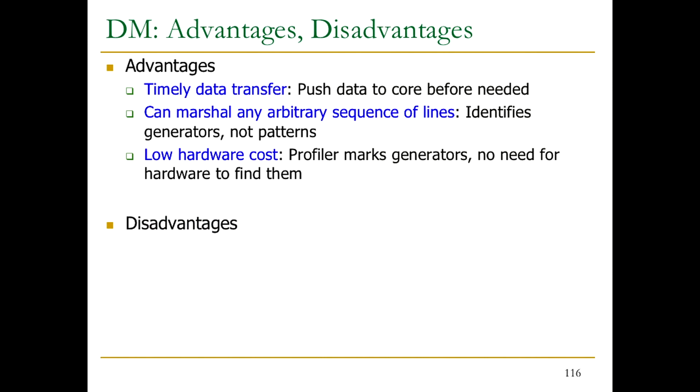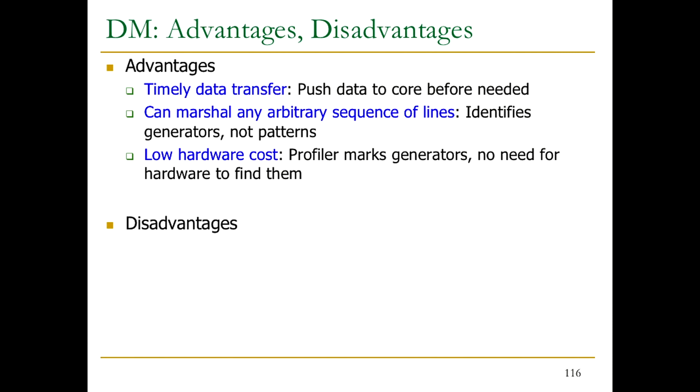So this enables timely data transfer because you're trying to push the data to the core before the data is needed by the core. You want to prevent the core from stalling, right? You can marshal any arbitrary sequence of lines because you identify generator instructions, not patterns. You're not trying to identify that you're accessing this address A, P, C, D, and its pattern. You're really executing the instruction that's generating the data, hopefully. And you get low hardware cost because the hardware doesn't need to find these instructions. Okay.